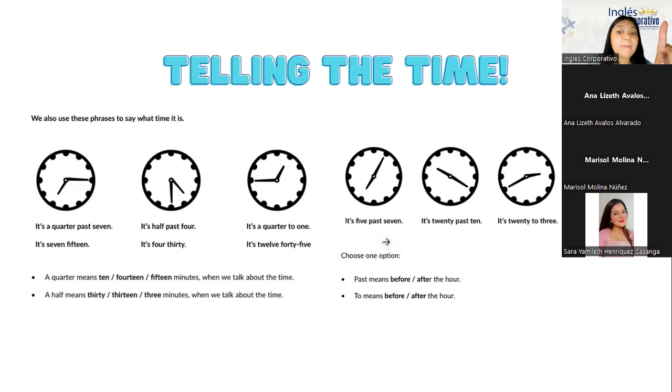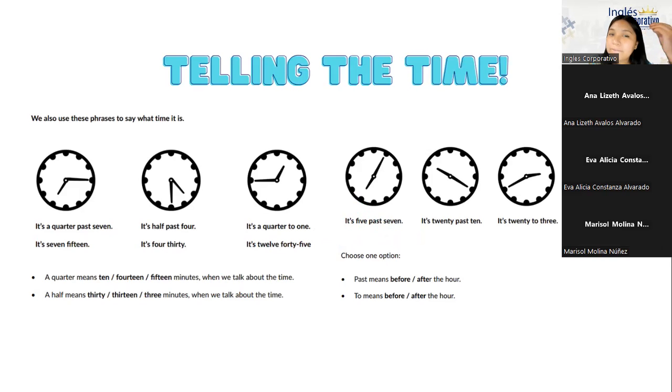Cinco pasada a las 7. 5 pasada a las 7. It's 7:05. Son las 7:05. Entonces, ¿cómo se dice 7:05? It's 7:05. Okay.